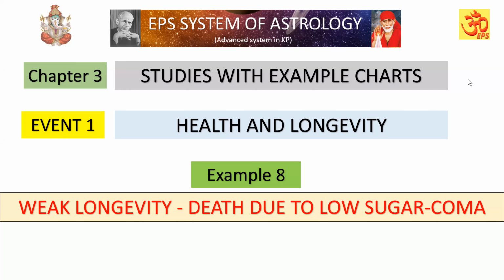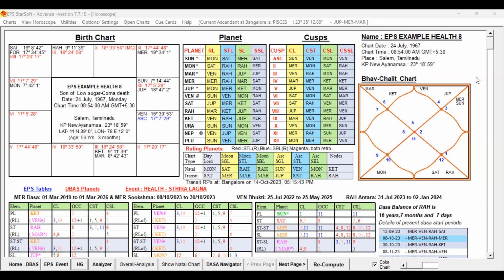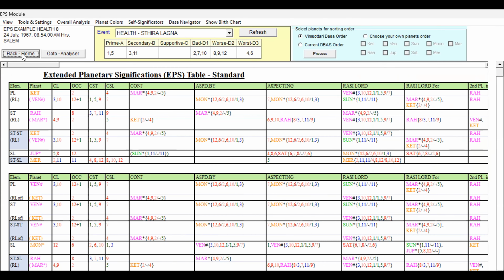Example number 8, weak longevity, death due to low sugar and coma. Now let us examine this chart with the help of the PILT table. This is the birth chart of that male native.